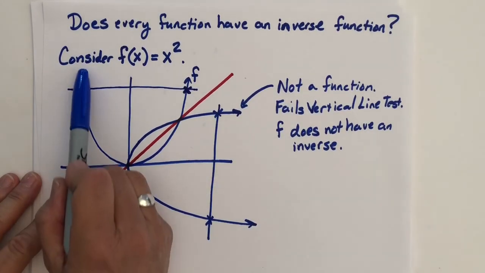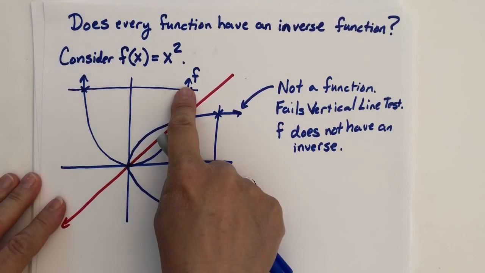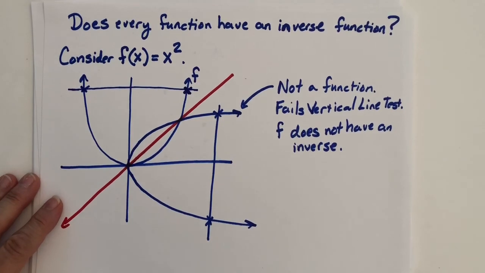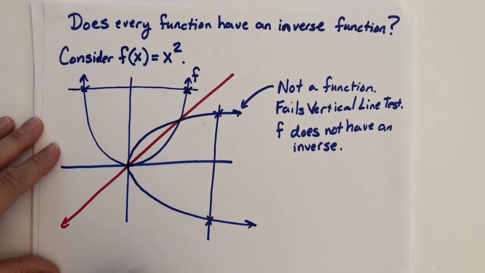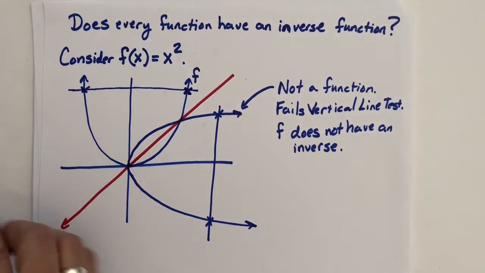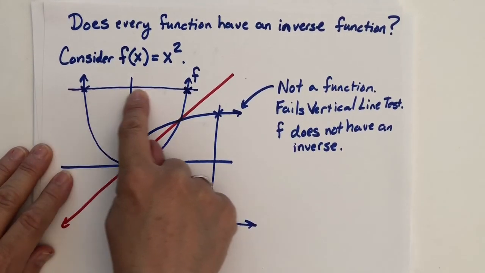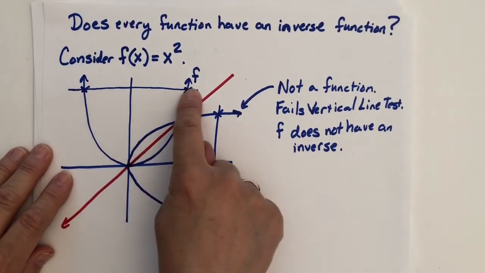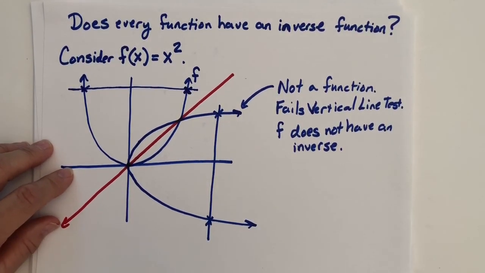If a function fails what we call the horizontal line test, it will not have an inverse function. So we have what's called the horizontal line test. Works just like the vertical line test, except it's a test to see if your function has an inverse. So right here, because these 2 points were in the same horizontal line, I knew f of x equals x squared did not have an inverse.